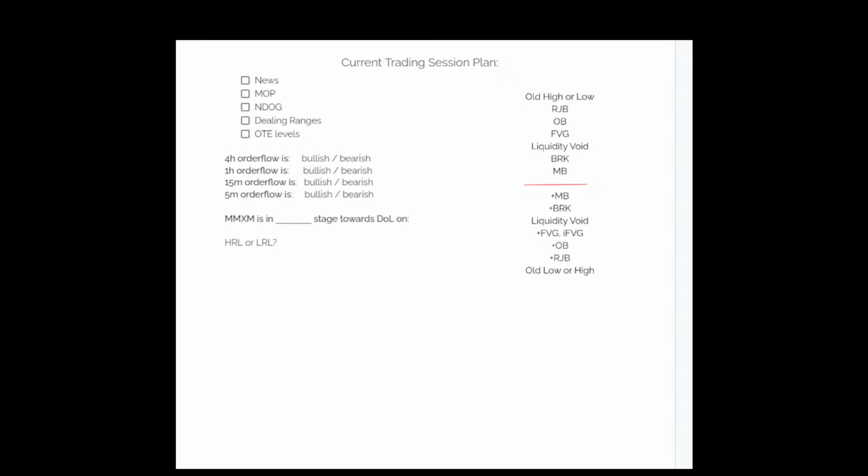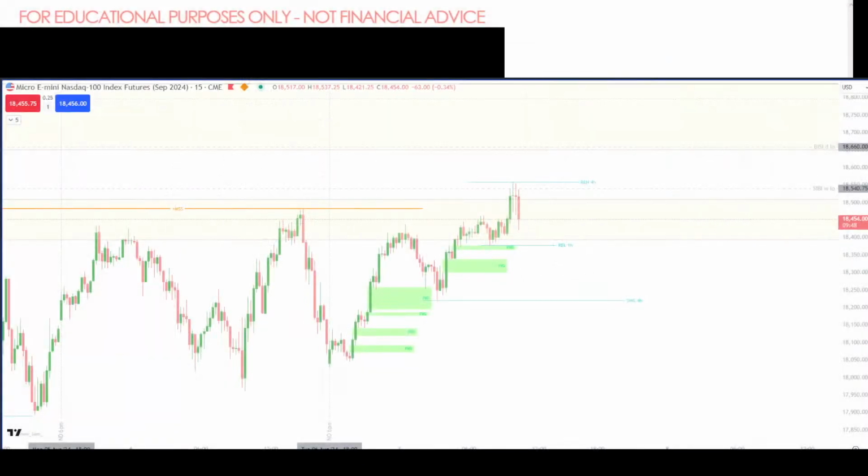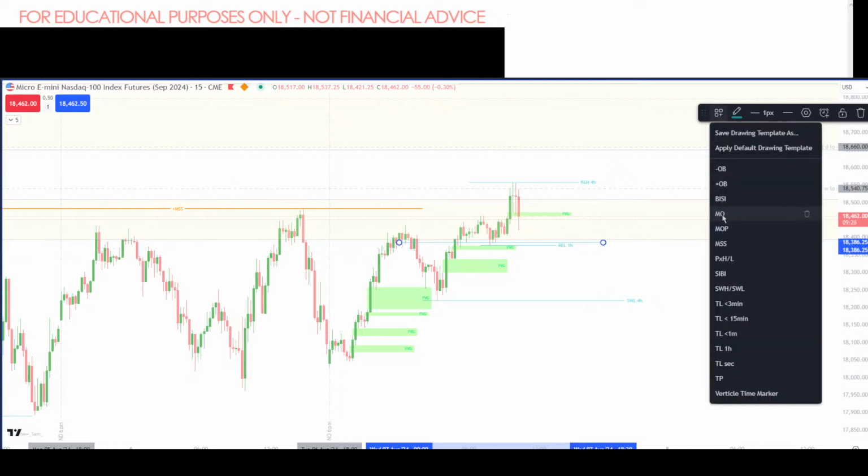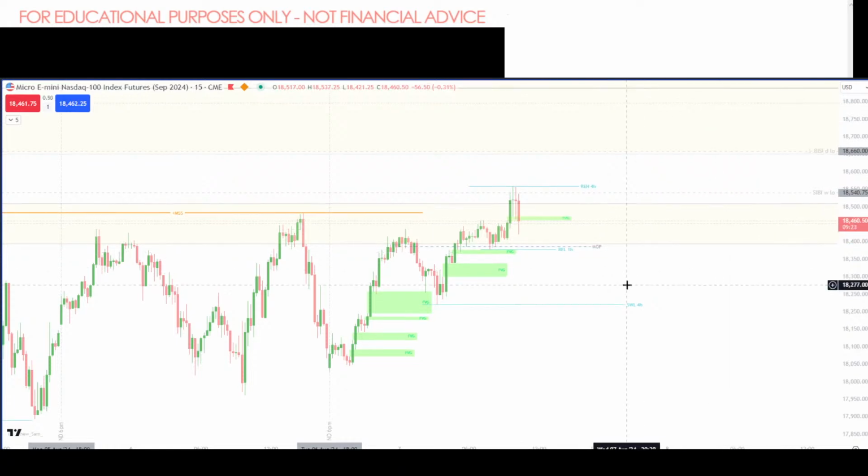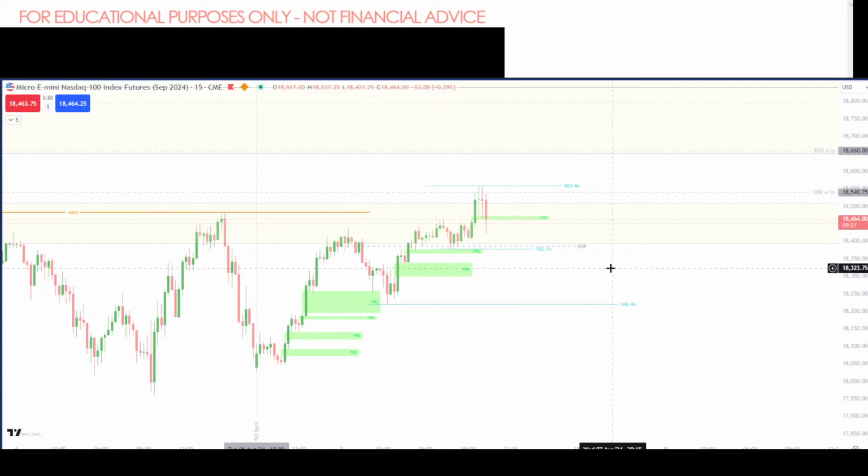Okay. Midnight opening price, I did not map out yet. Let's get the midnight opening price on the chart here. So midnight opening price on this candle. The opening price is 386 and a quarter. This is midnight opening price. All right, so midnight opening price is below us.